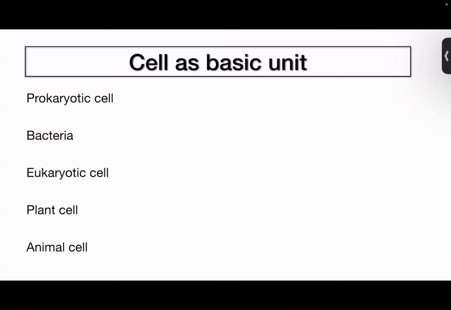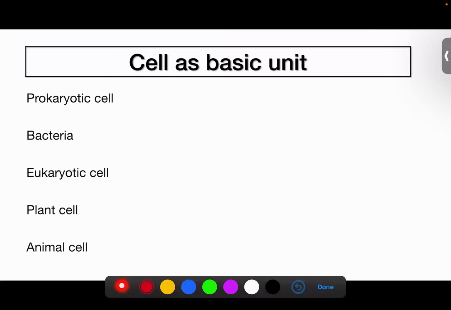Today we will discuss the second part in this chapter, which is cell as the basic unit. We will define a cell in this part. We will discuss the types of a cell, which are prokaryotic cell and eukaryotic cell. And we will discuss examples of prokaryotic cell, which is bacteria, and examples of eukaryotic cells, which are plant cells and animal cells. So let's see how do we describe a cell first.